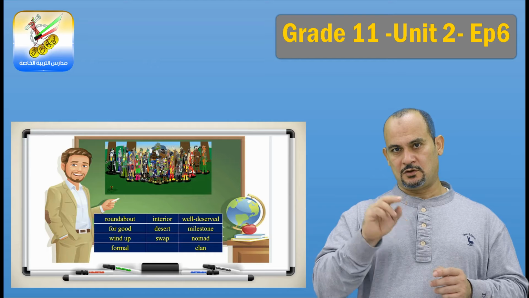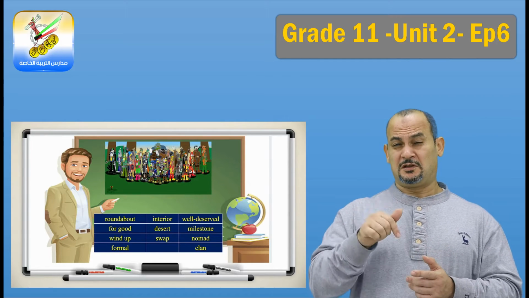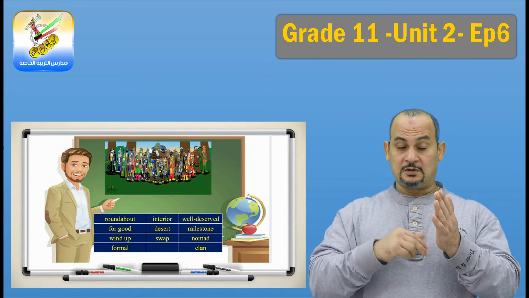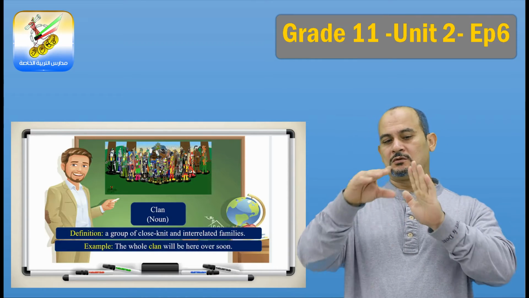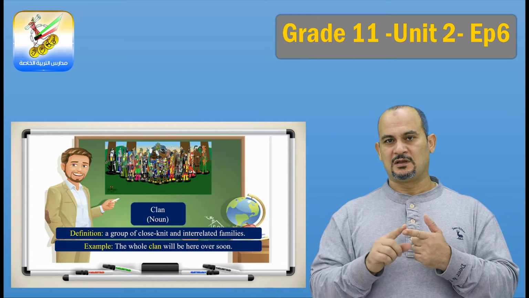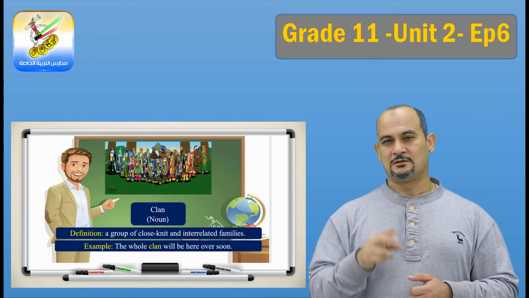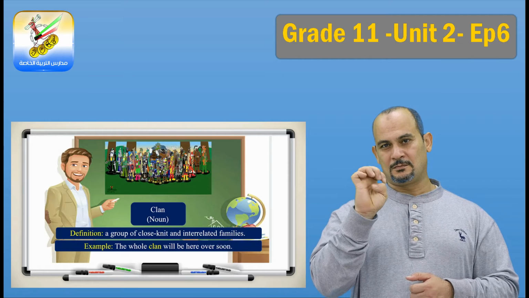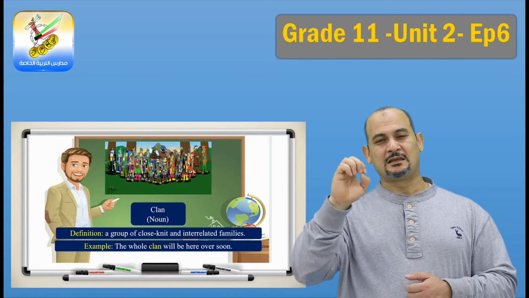So let's go next to this picture here. We have a group of people all together, related. What do we call them? They are a clan, correct. It's a noun. It means a group of close-knit and interrelated families. For example, the whole clan will be here soon. So the whole clan. Okay, it's a group of people, not just one family, but more than one family related to each other.